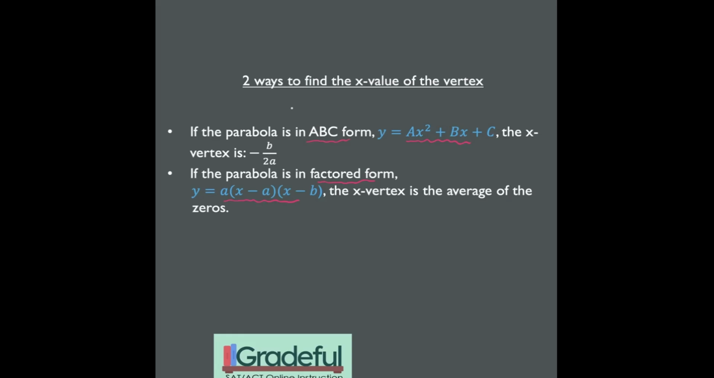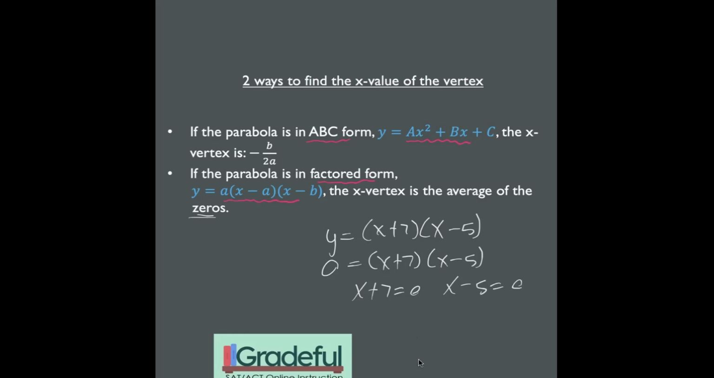So for instance, let's say we had something in factored form that looked like this: x plus 7, x minus 5. Well, if we want the zeros, which are the x-intercepts, you can find x-intercepts by making y equal 0. And then from there, you're able to use your zero product rule, which says you can set each of those parentheses equal to 0. And you get your two answers. X is negative 7 and x is 5.